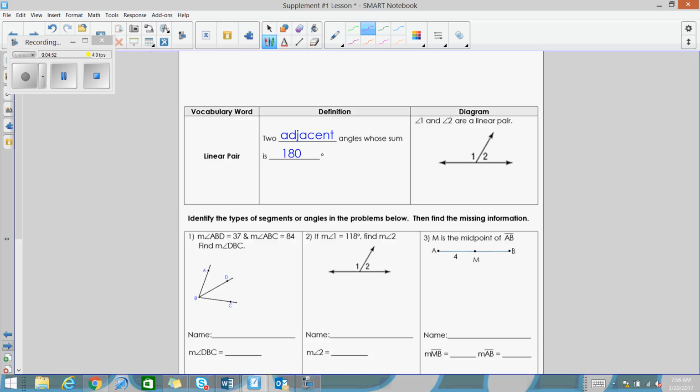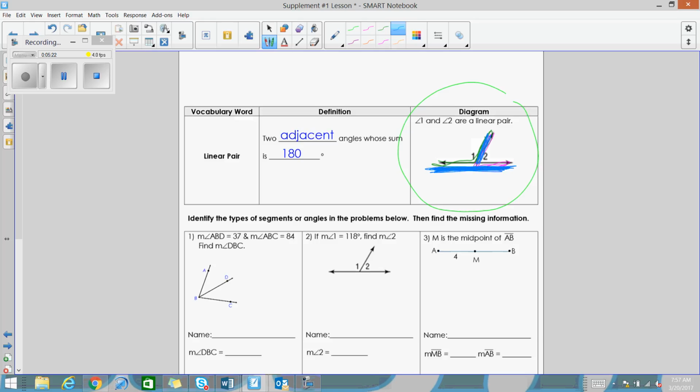Now, the last term that we're going to talk about before we get started is linear pair. Linear pair means two angles that are adjacent, next to each other, but they sum or add up to equal 180 degrees. And the reason they do that is, look over here in our diagram. We have two angles, angle 1 and angle 2, that are adjacent. They're next to each other. They share this side right here.